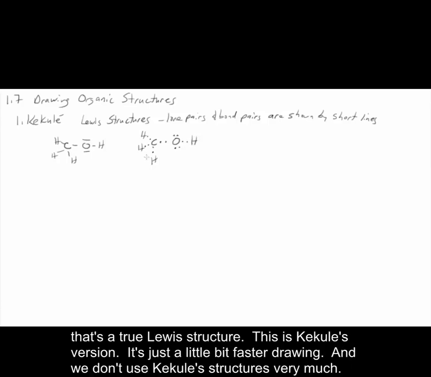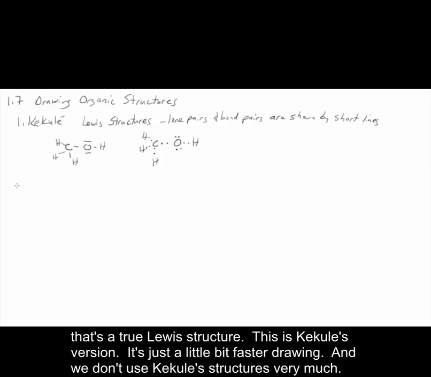For example, instead of having it be C, H, H, H, dot, dot, O, dot, dot, dot, dot, H. So that's a true Lewis structure. This is Kekule's version. It's just a little bit faster drawing. And we don't use Kekule structures very much.